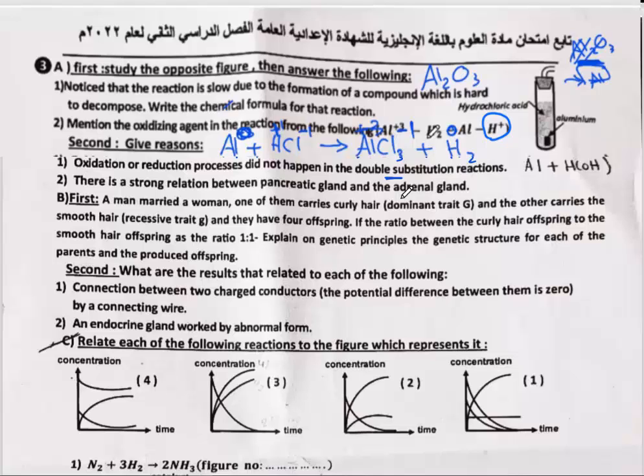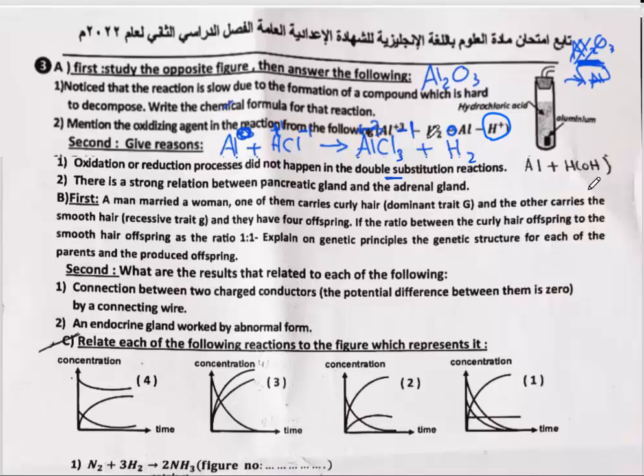Number 2, there is a strong relation between the pancreatic gland and the adrenal gland. Because when the person feels anything like fear or anger, the adrenal gland works increasing the sugar level, and so the pancreatic gland works producing insulin to reduce this sugar.